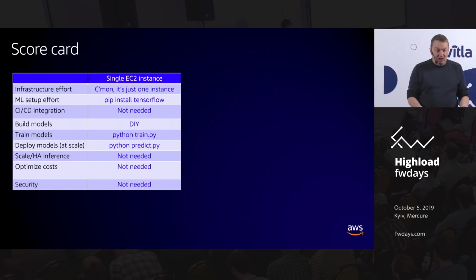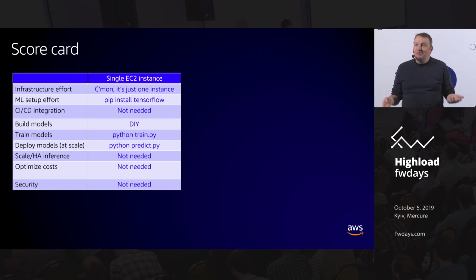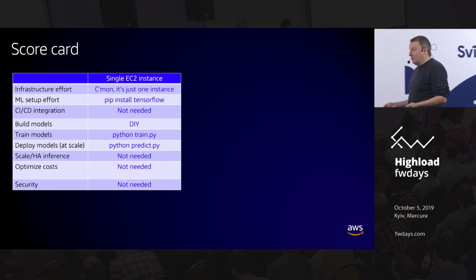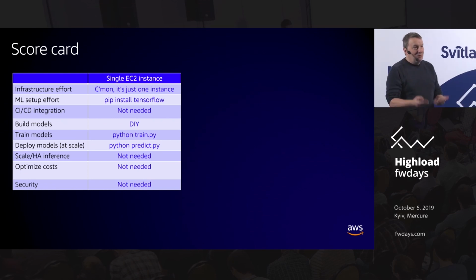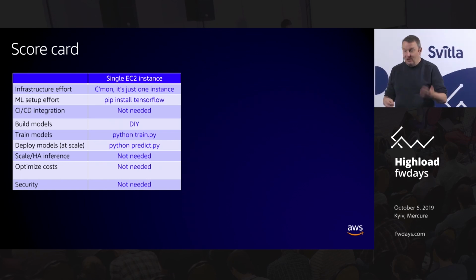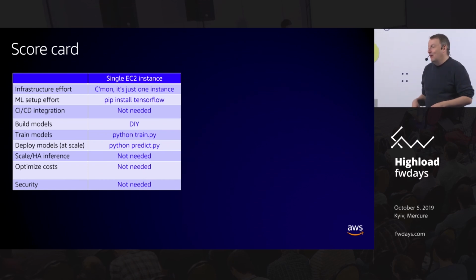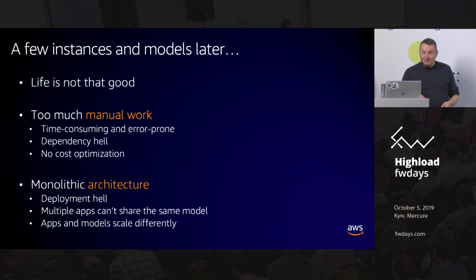So if we look at how we're doing things here, infrastructure effort, pretty much zero. How much effort is running a VM? ML setup, pip install, whatever you need. CI/CD, come on, you don't need it. Building models, that's what you actually do, or someone in your team does. Training, just run your training script. Deploying, predicting, just run your prediction script. And scaling, optimization, cost optimization, and security, later, yeah? Sounds familiar? Yes, I can hear you. Okay, so fine, and you keep doing that.